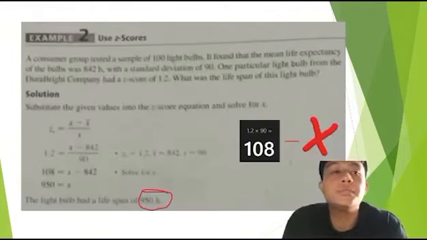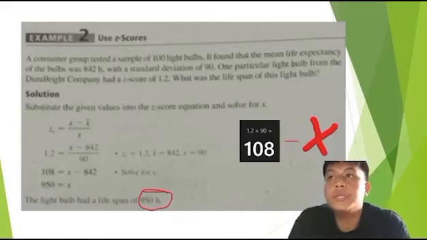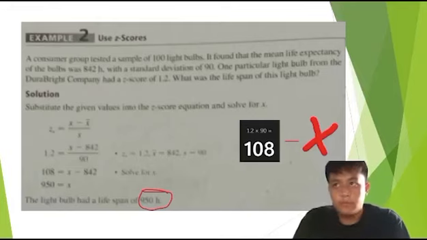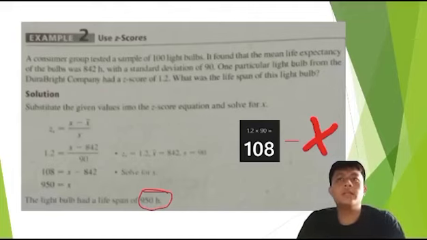Example number 2 naman, use z-scores. A consumer group tested a sample of 100 light bulbs. It found that the mean life expectancy of the bulbs was 842 hours with a standard deviation of 90. Ang standard deviation natin is 90. One particular light bulb from the Dura-Bright company had a z-score of 1.2. What was the lifespan of this light bulb?